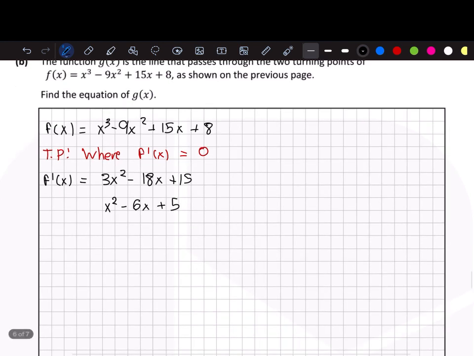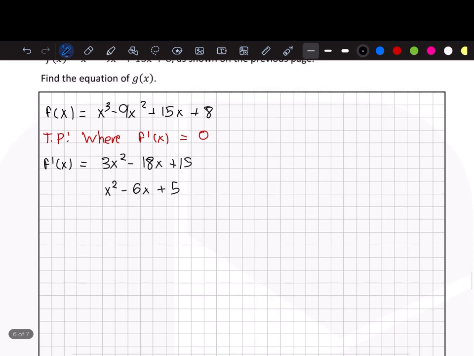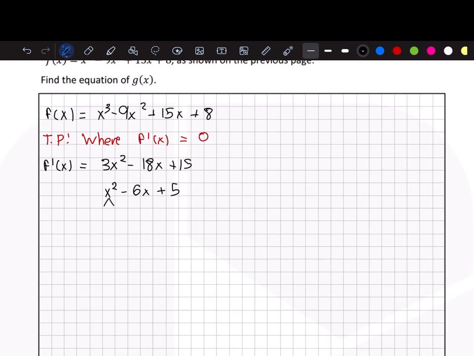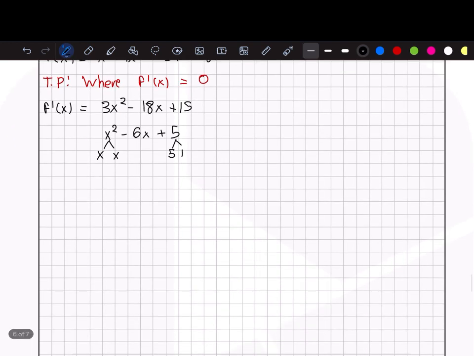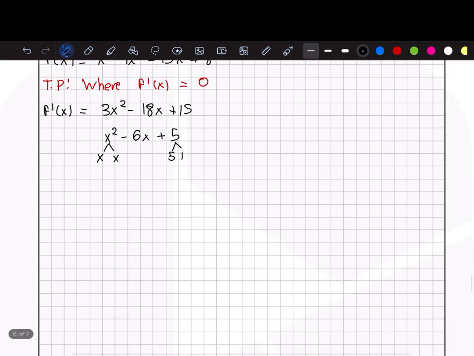Now, you can minus b this, and it'll give you the exact same answer as the factor method. So the factors of x squared are going to be x and x, and the factors of 5 are just 5 and 1 because it's a prime number. I need to come up with a combination that when I multiply 5 by 1, I'll get 5, and when I do 5 plus or minus 1, I'll get minus 6.